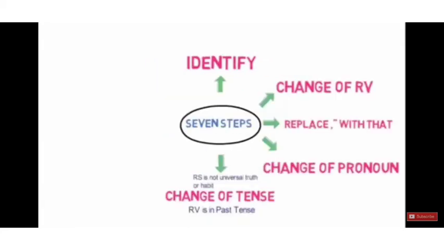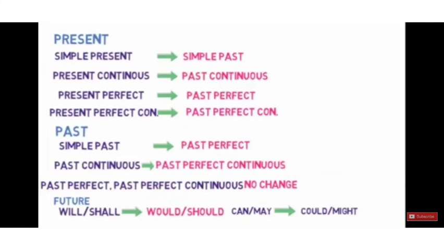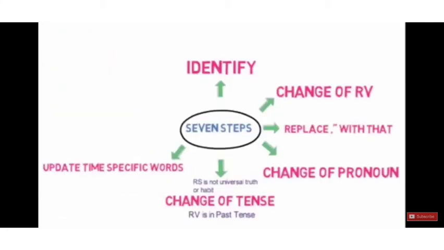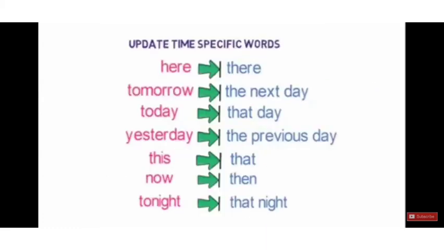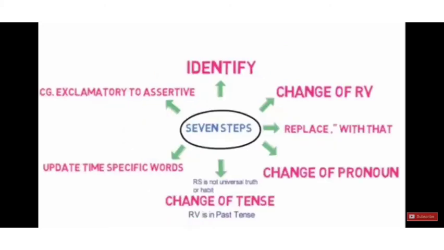Step 5 is change of tense. Tense will change as per this workflow. Step 6, change of time denoting words. These words will change as per this workflow. Step 7, change the exclamatory sentence into assertive.